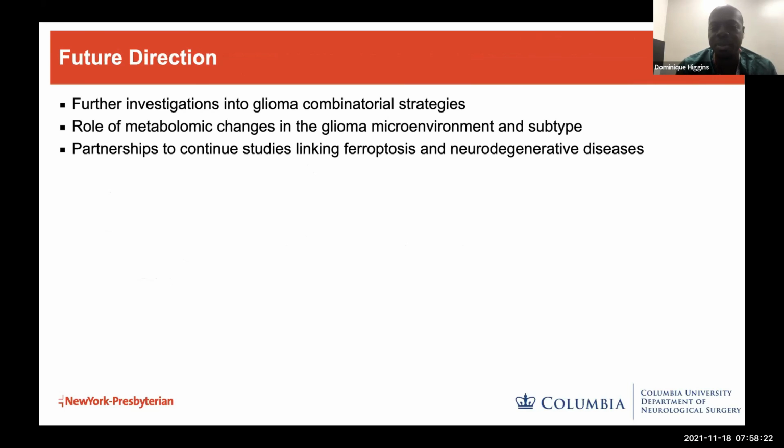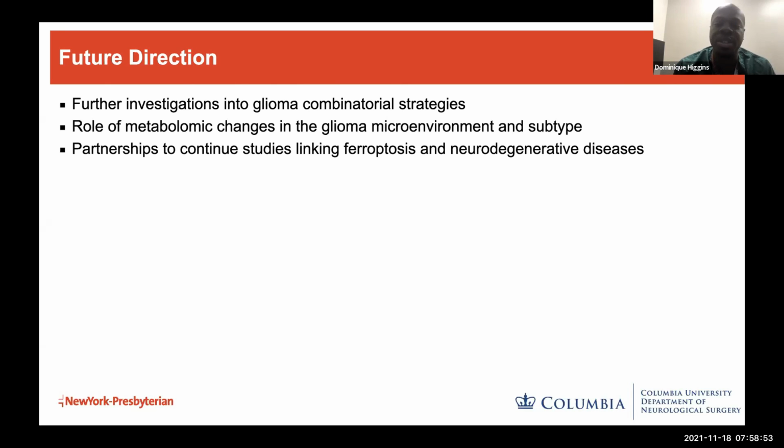The next step that I'm particularly interested in, as I start to plan the next phase of my career in developing my lab, is what's the role of the metabolic changes in the glioma microenvironment? We show that the tumor cells are pretty dramatically affected, but what's happening to the surrounding cells, including the neurons and the immune cells, macrophages and microglia in the environment? What is the diet doing to those cells, and how can we take advantage of this potential differential stress response?